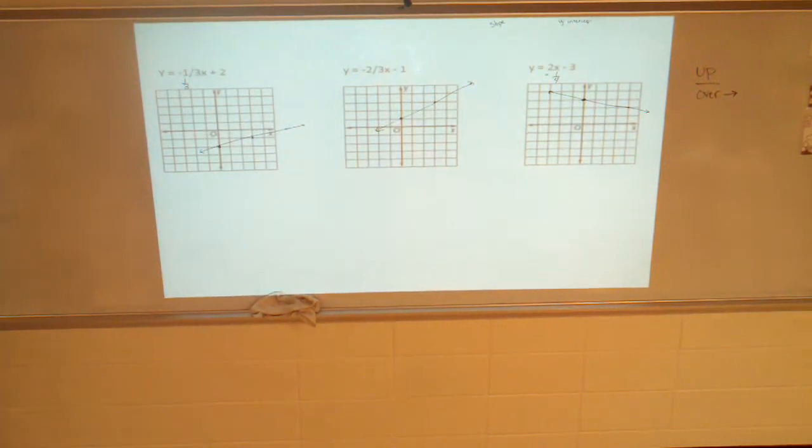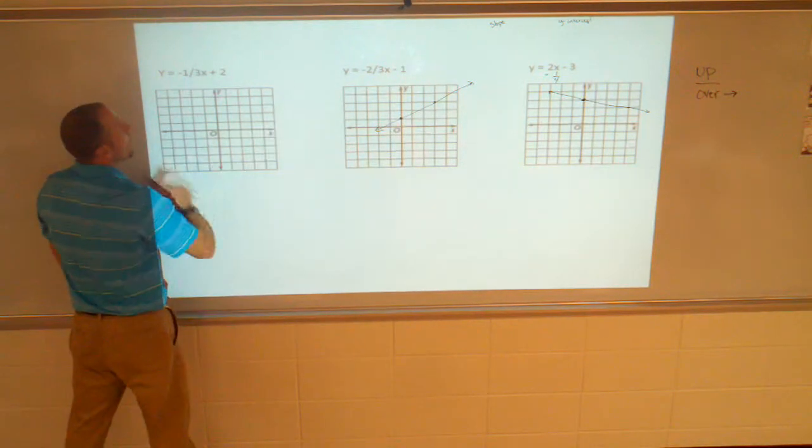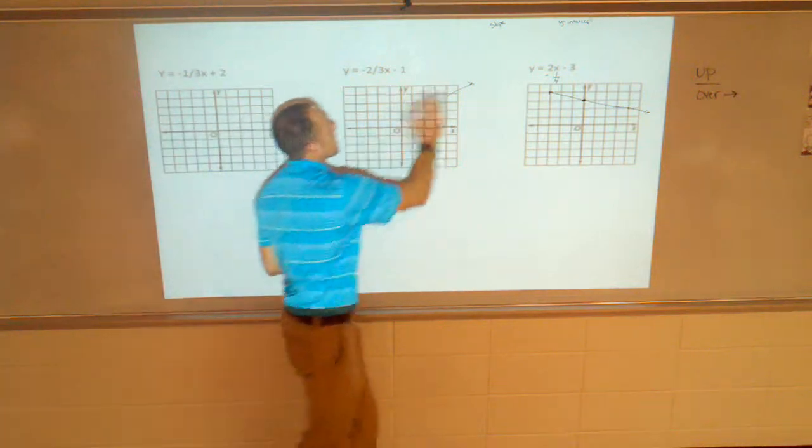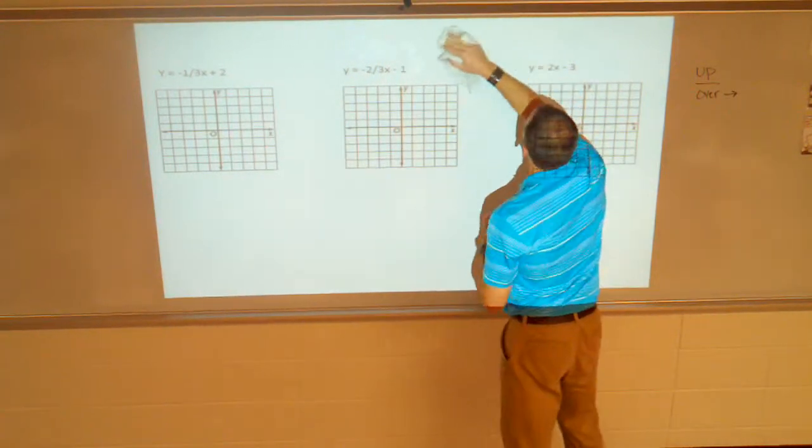I would like everybody to graph this first one: y equals negative 1/3 x plus 2. Everybody graph that.